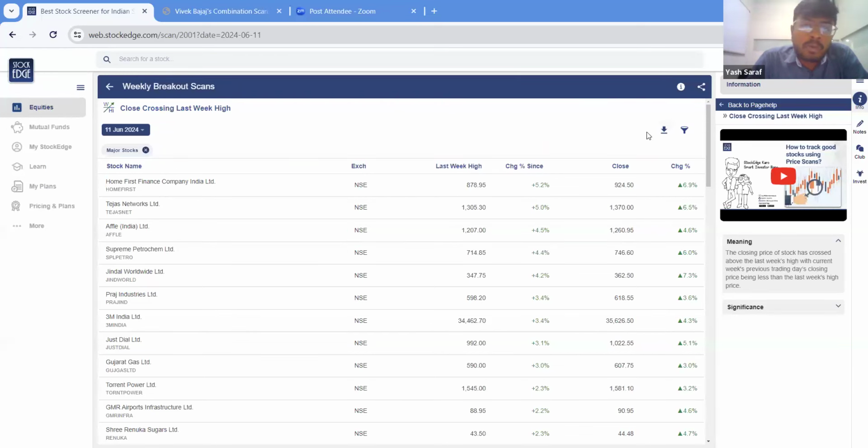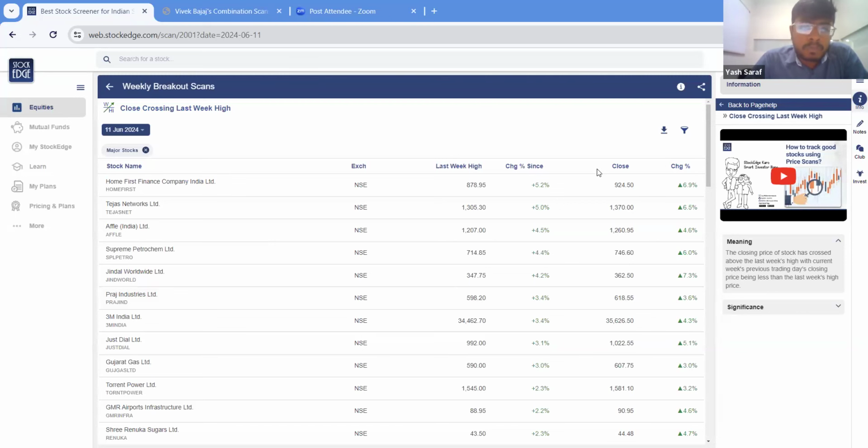Now this button is the download button from which you can download the entire list of the results based on your respective filters which are already applied. Like for example, अभी currently major stocks filter is applied. So if I download this list right now, then all the major stocks which have qualified for this scan will get downloaded into a CSV format, and then you can use that list for your further analysis or your record keeping or anything as such.